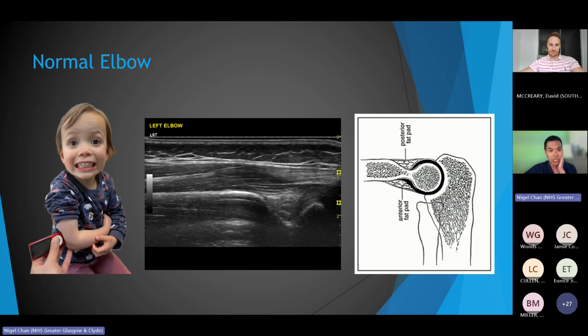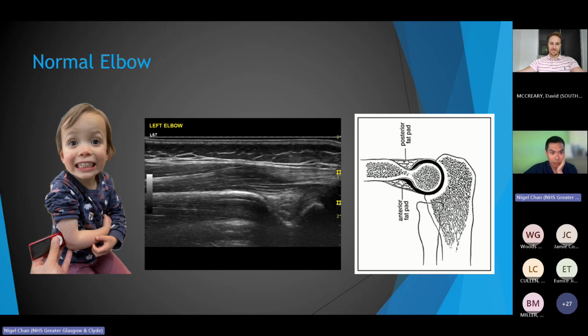So the top is the high frequency linear transducer. This is the focal bit that I was telling you about, the egg timers. This is set at about 3 centimeters. This is skin, soft tissue here. This is the triceps muscle here. You see all the muscle fibers. And this bright hyperechoic bit is the bone. This is the distal humerus. And then this is the olecranon fossa here.